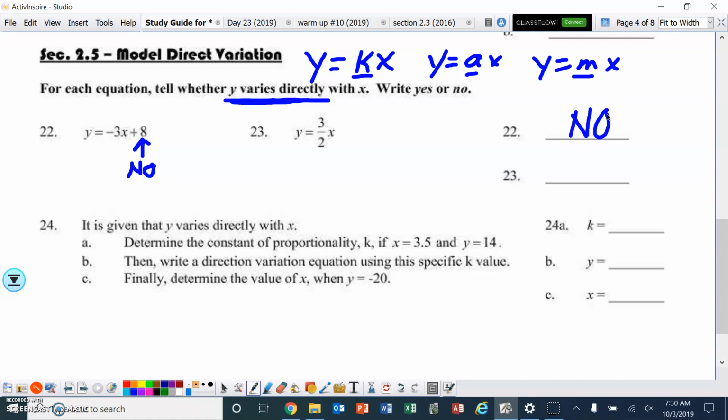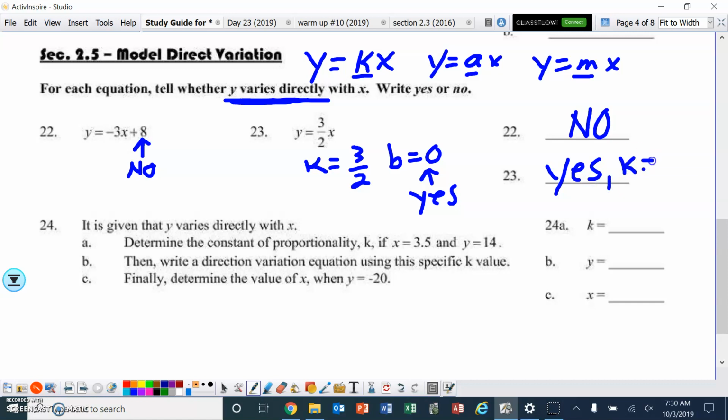Okay, this one, we've got our k here is 3 over 2, and our b is 0. That is good, that is a yes. That is a direct variation because it's going through the origin, right through the 0, 0 on the x and y axis. So this is a yes. And since it's a yes, we need to tell what k is, or a or m, whatever one you're going to use. So it's 3 over 2.